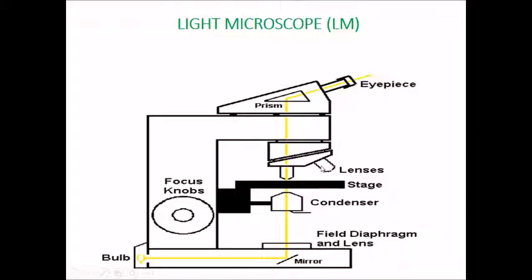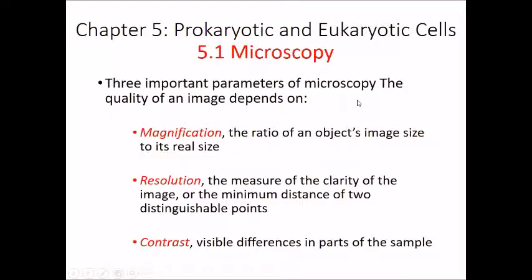Normally, the objective lenses that you can find in your lab are 4 times magnification, 10 times magnification, 40 times magnification, and also 100 times magnification. So if the eyepiece is 10 times magnification, and you observe the specimen with an objective lens of 4 times magnification, the magnification is 4 times 10, which is equal to 40 times magnification.